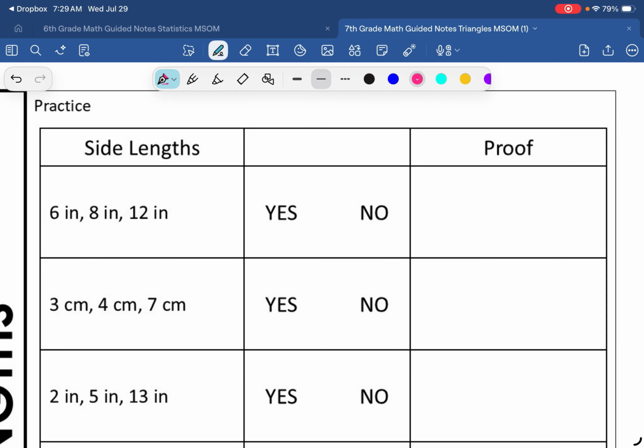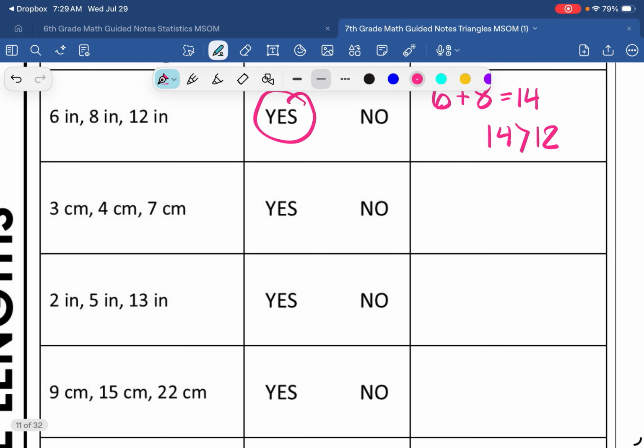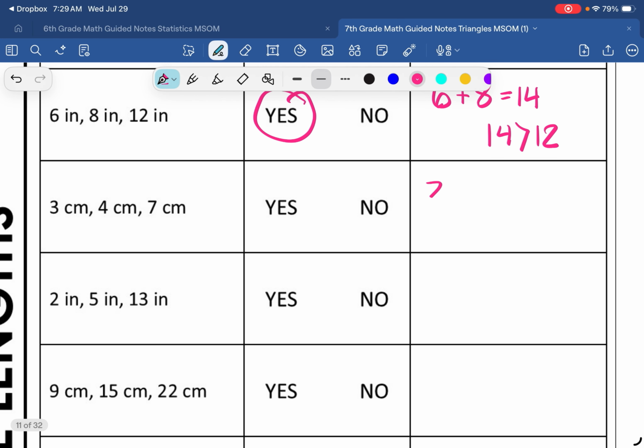So would 6, 8, and 12 form a triangle? The 2 smallest sides are 6 plus 8, which equals 14, and 14 is greater than 12. So yes, they would form a triangle. Let's look at 3, 4, and 7. The smallest sides are 3 and 4, which equals 7. 7 equals 7, so that's not going to form a triangle. It has to be greater than the third side.